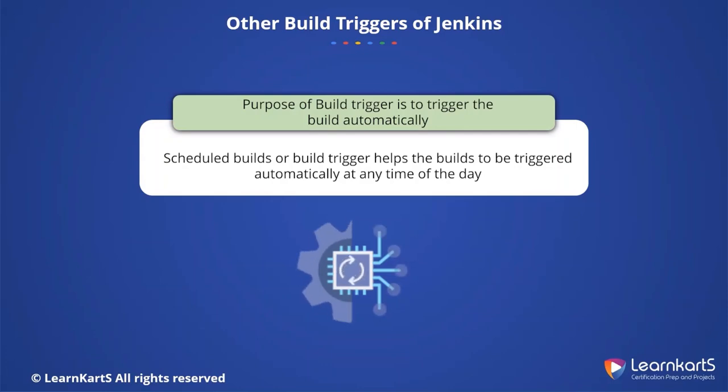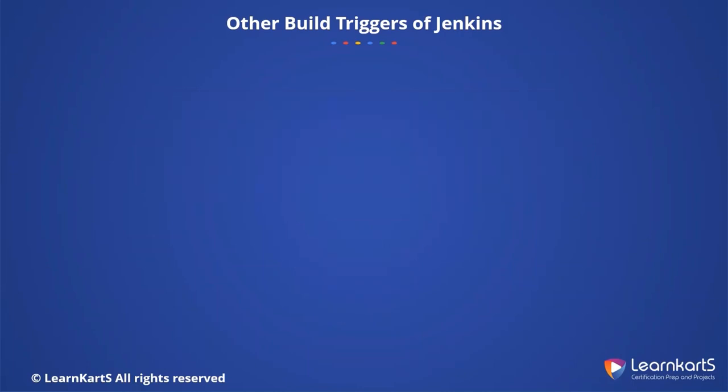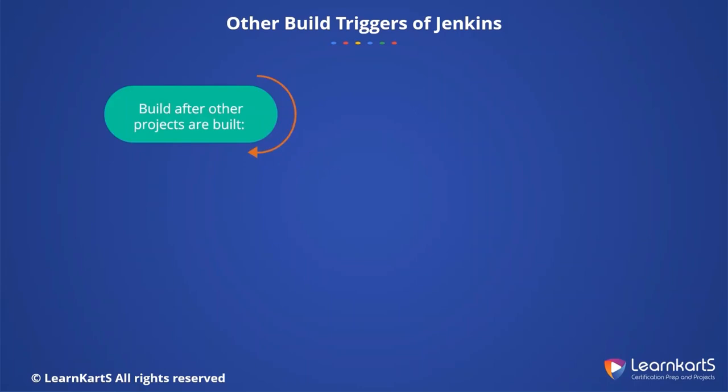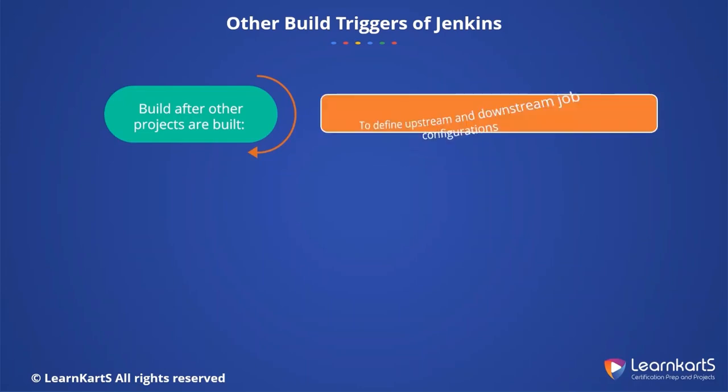So that's the main focus of the build triggers in Jenkins. Among the different Jenkins build triggers supported here, the very first and most popular one is "Build after other projects are built." This is a very old mechanism, which we used to define the upstream and downstream job configurations. In this one, we were configuring what the upstream jobs are and what the downstream projects are.